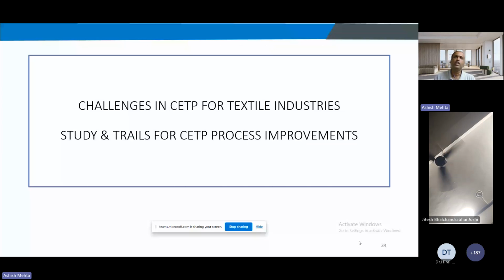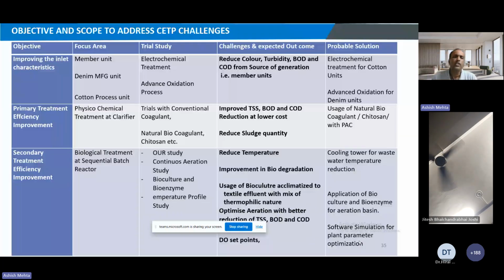Now coming to the ZLD plant having CETP. What sort of challenges does one face at the ZLD plant or the CETP plant? The objective is basically improving the inlet characteristics. That's what the earlier exercise was carried out for. Then second is improving the primary treatment efficiency, and then improving the secondary treatment efficiency.